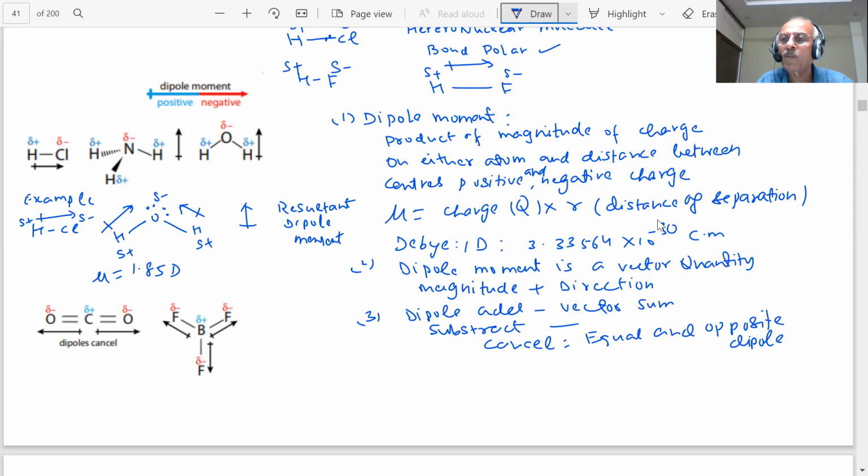So what is the value of dipole moment of water? 1.85 D. And 1 D is how much? 3.336 × 10^-30 coulomb meter. This is coulomb. This is meter. Note it down, students. Note it down.